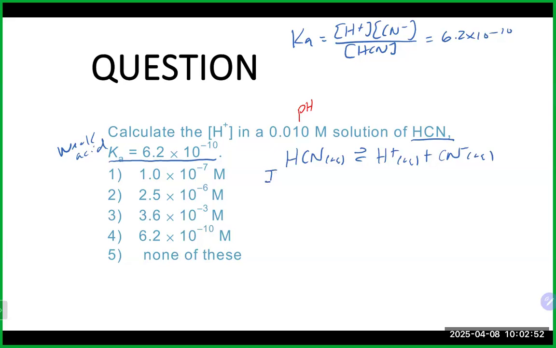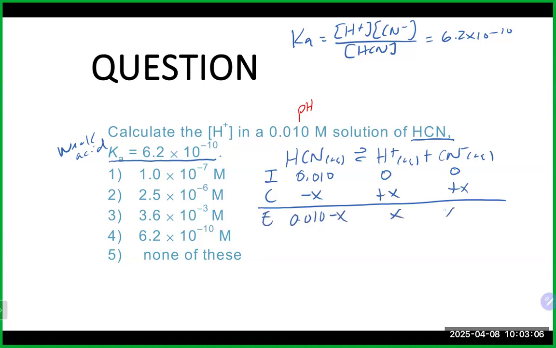Going initially here, 0.0100, change minus X, plus X, plus X here, coming out 0.01 minus X, X, and X. So again, a basic table. Just like normal, we're going to take everything here and basically put it into our expression up on top. That's going to give us X squared divided by 0.01 minus X will equal 6.2 times 10 to the minus 10. At this point, we could definitely assume that X is equal to 0 and give it a try.